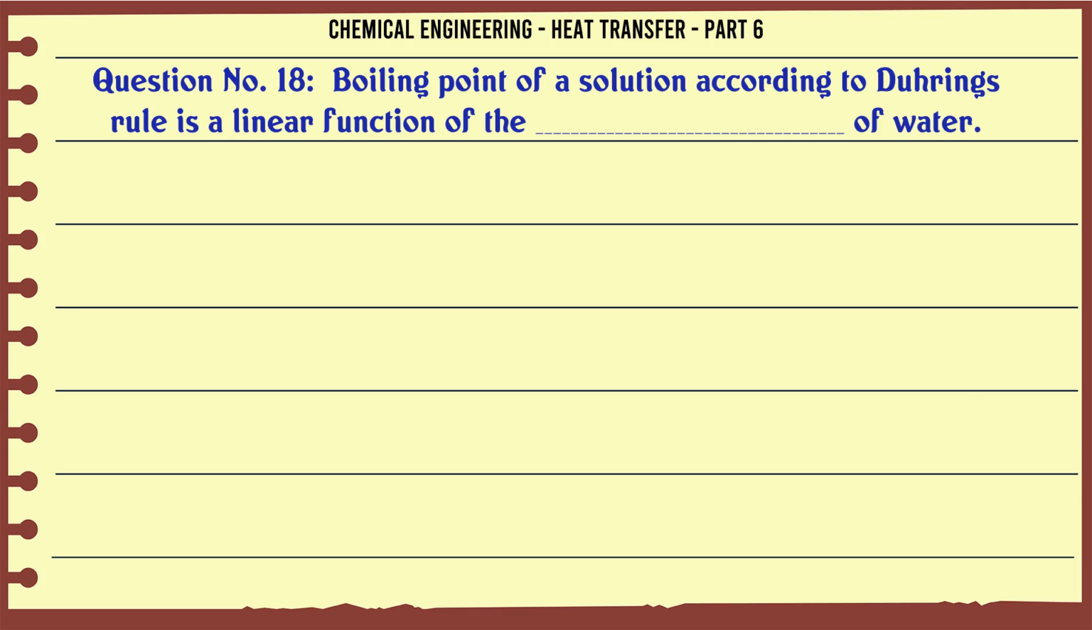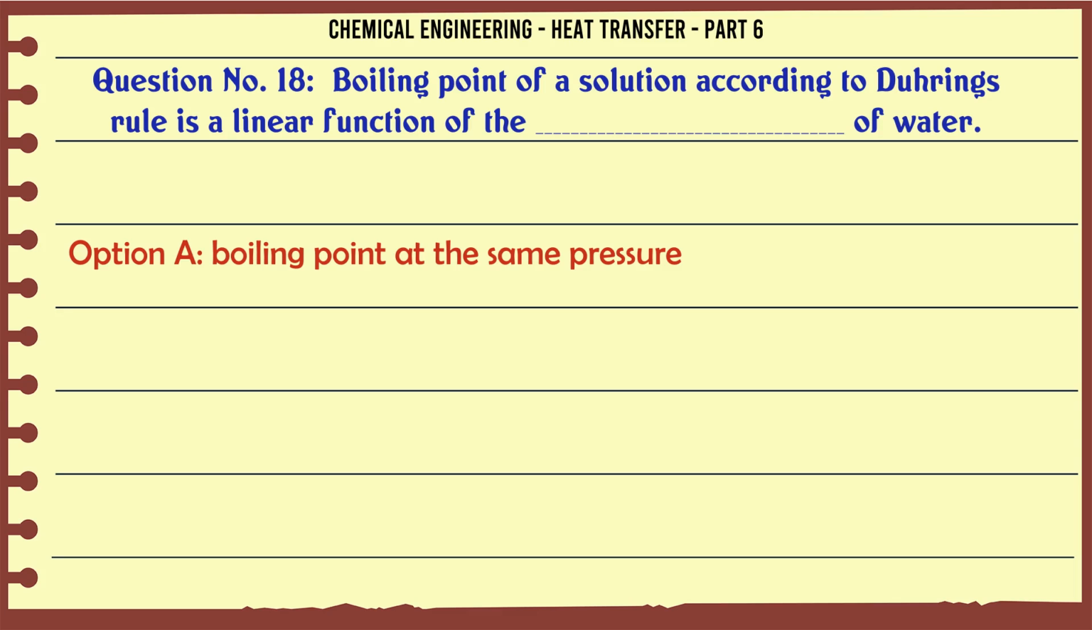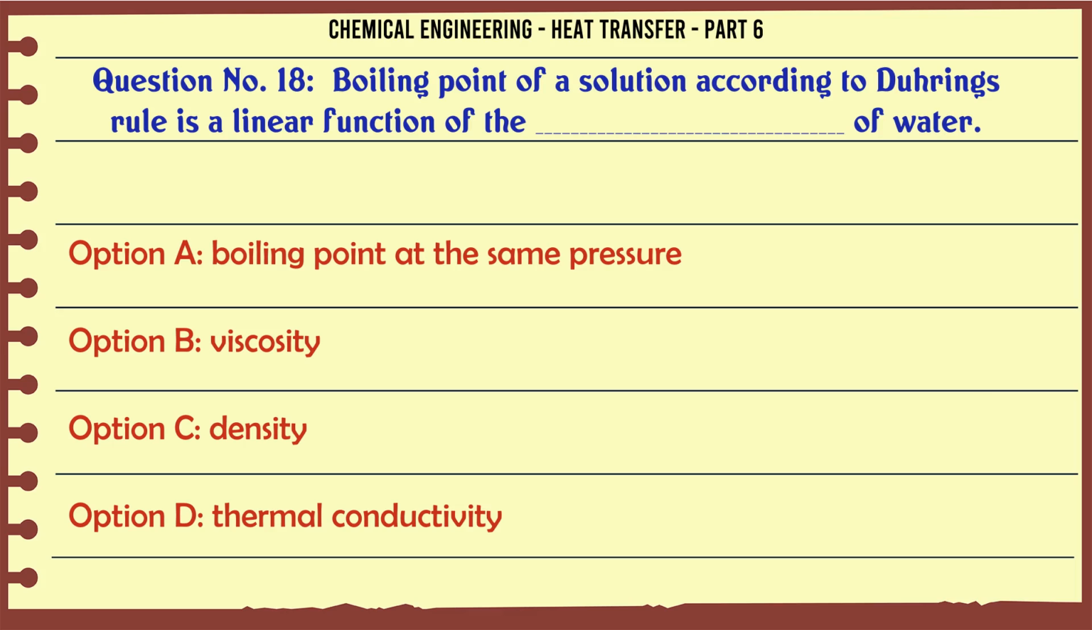Boiling point of a solution according to Duhring's rule is a linear function of the of water. A. Boiling point at the same pressure. B. Viscosity. C. Density. D. Thermal conductivity.